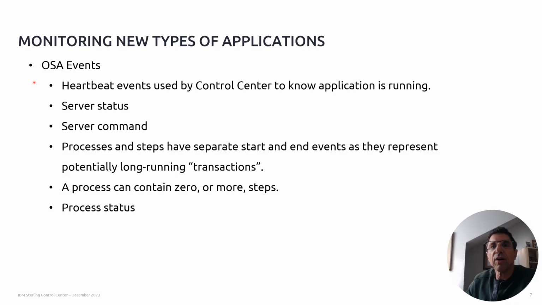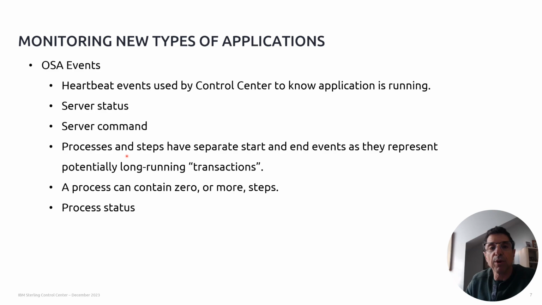So there's a group of event types, if you will. Heartbeat events are used by Control Center to know that your application exists and that it's up and running. And the lack of heartbeat events after one was received means that your system must be down. You can send in server status events, and server command events about some command that occurred on your system. If you want Control Center to have an event for it, you can do that.